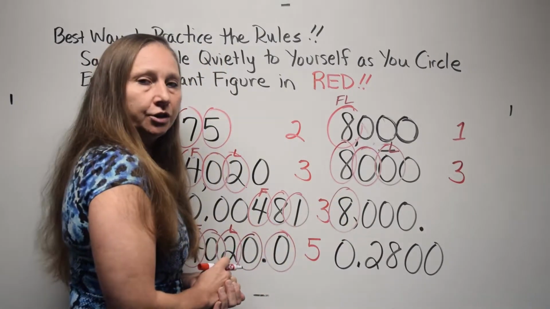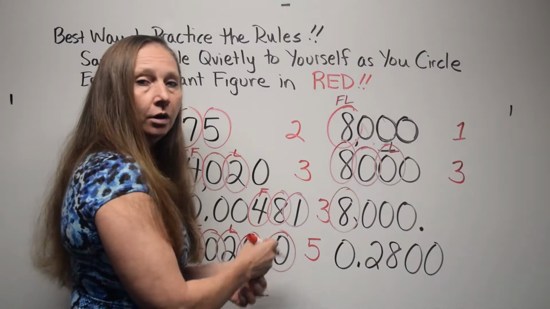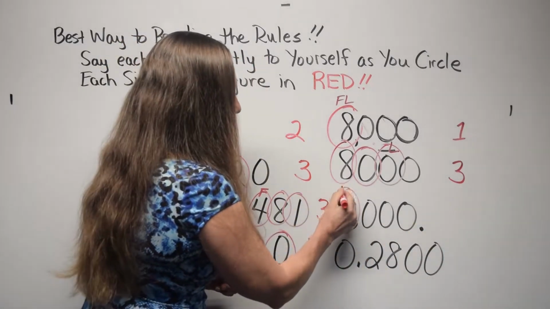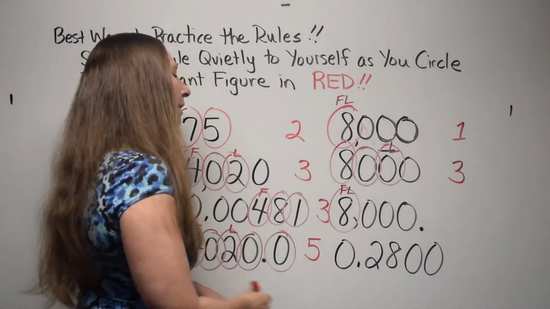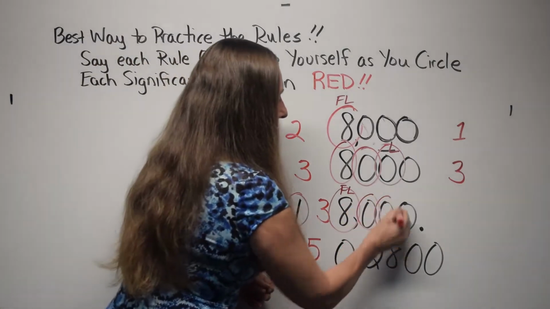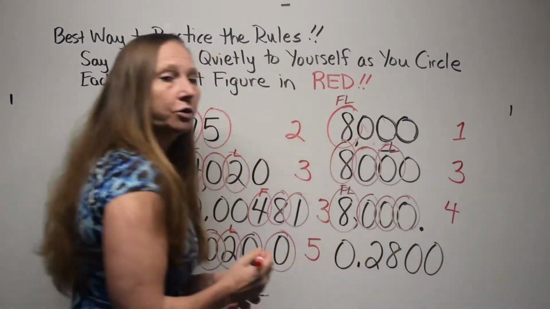Non-zeros and dashed zeros are significant. Zeros between, there are none. Zeros before, there are none. Zeros after the last non-zero, this is the first and the last non-zero, it's the only non-zero there, are significant if there's a decimal point. So that means that these 3 are significant because there is a decimal point. So here you have 4 significant figures.